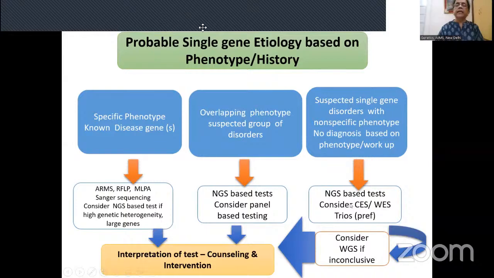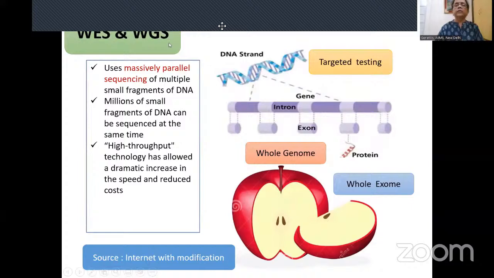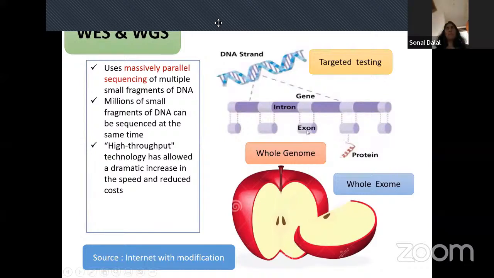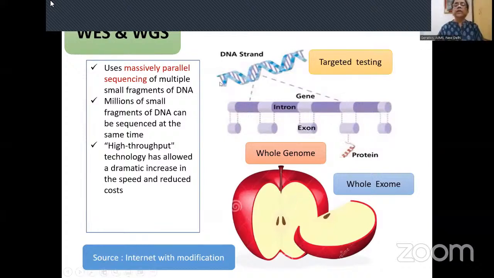So this is just a diagram to show you what is whole exome and whole genome sequencing. And as you understand, exome constitutes about 1% of the genome, and most of the variations lie in these exons, which are positive for monogenic disorders. So when we are talking of whole exome sequencing, we are only sequencing the exons, whereas if we are talking of whole genome sequencing, both introns and exons are being sequenced. So these are very high throughput techniques, and they sequence multiple genes in parallel. And because of this, the cost has dramatically come down.